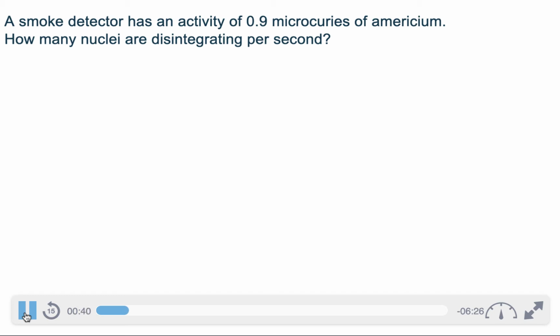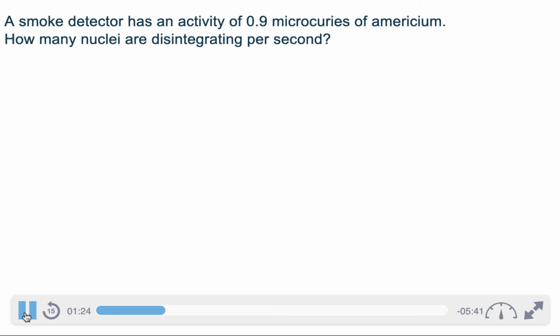But a curie is the same thing as 3.7 times 10 to the 10 disintegrations per second. So that's 37 billion disintegrations per second is equal to 1 curie. As we're learning about radioactivity, I know that sometimes that can start to be really scary when you learn all the places where there's radioactive substances. So we're going to calculate just how many disintegrations per second you would be exposed to from a normal household thing. A smoke detector has an activity of 0.9 microcuries of americium. How many nuclei does that mean are disintegrating per second?